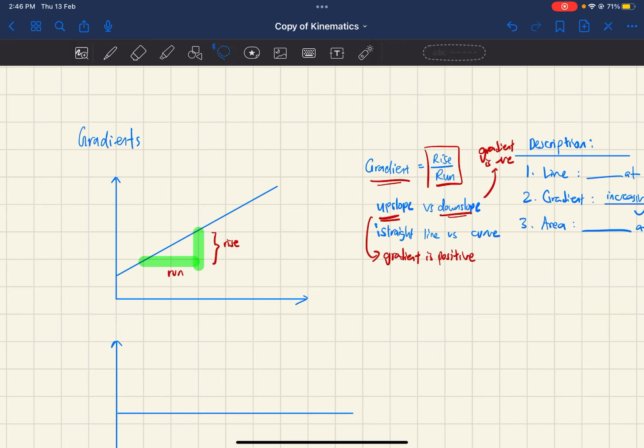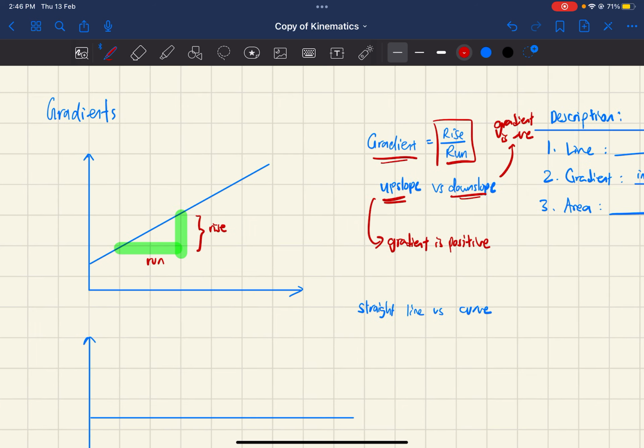Next one. If your gradient is a straight line, what can you say about the gradient? That means your gradient hasn't changed. Think of your gradient as the steepness of the line. If the steepness doesn't change, your gradient remains constant. This applies for all your different straight lines. Whenever you see a straight line, your gradient remains constant. Next one will be for curves. For curves, your gradient may increase or decrease depending on the scenario.